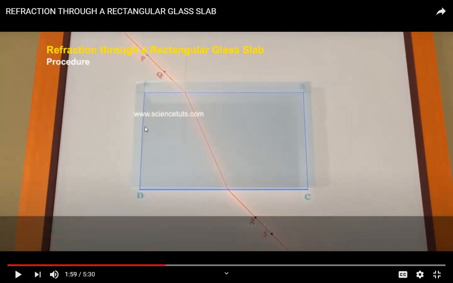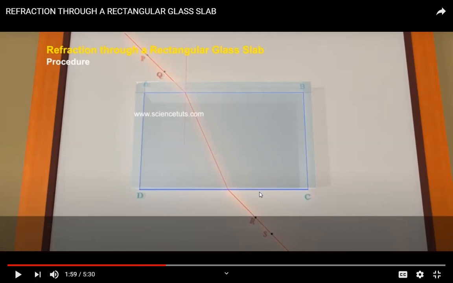This is very clear from this experiment. First, you will draw the boundary. Then you will fix two pins P and Q in a straight line at some angle with the normal. That angle can be 30 degrees, 40 degrees, 45 degrees. And you will see the image of these two pins from the opposite side. That is, if you are putting those two pins on the side AB, then from the CD side you will close one eye and see with the other eye the image of those two pins, such that the pins come in one line.